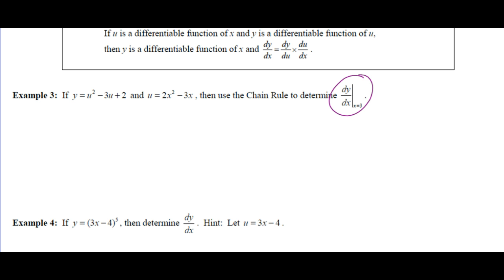And what does this mean, right? It's evaluate dy by dx when x is equal to 3. So it's like find it. Find what? Well, what's dy by dx? Okay. It's the slope of the tangent line, right? Or it's the instantaneous rate of change of y with respect to x. So over here, we can say, all right, so when x equals 3, then what's u equal to?